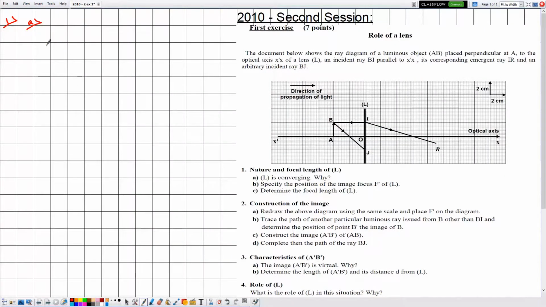Okay, so let's say that since the emergent ray IR emerges from the lens L toward the optical axis, which means that the lens L is a converging lens.